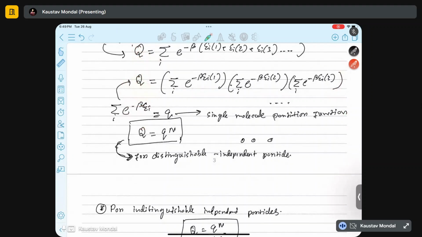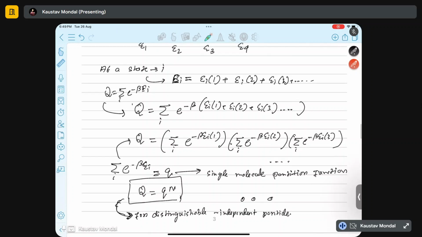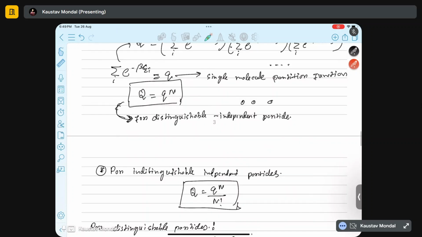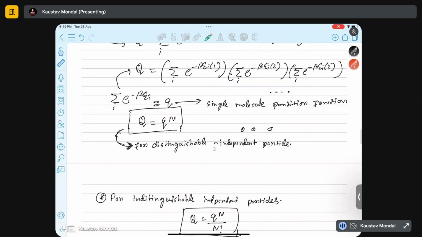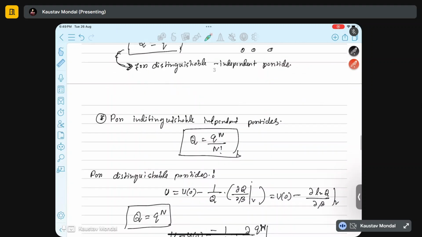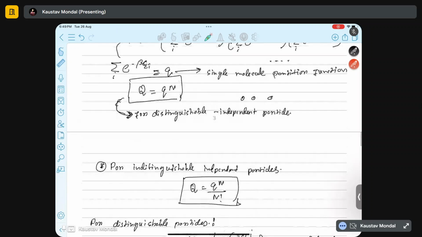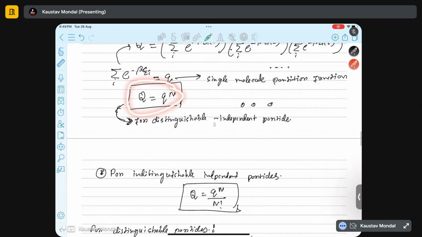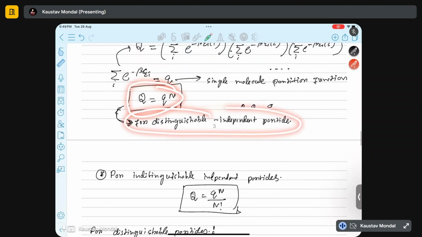Now we have related that capital Q, the canonical partition function, with the single molecular partition function, small q. So this whole relation looks like this: the capital Q equal to small q to the power N, where N is the number of particles. This relation we have proved is for distinguishable, independent particles.